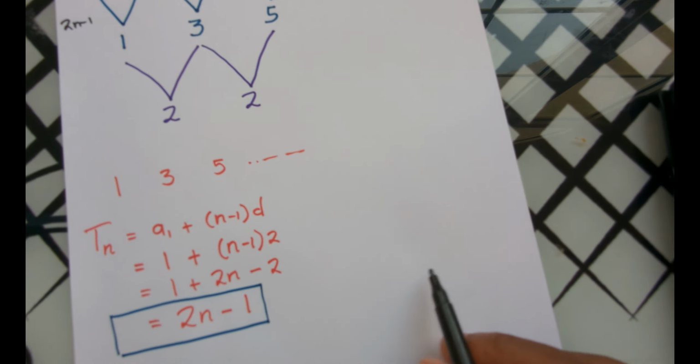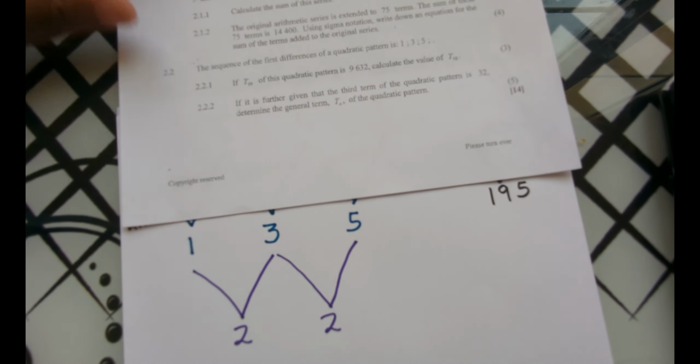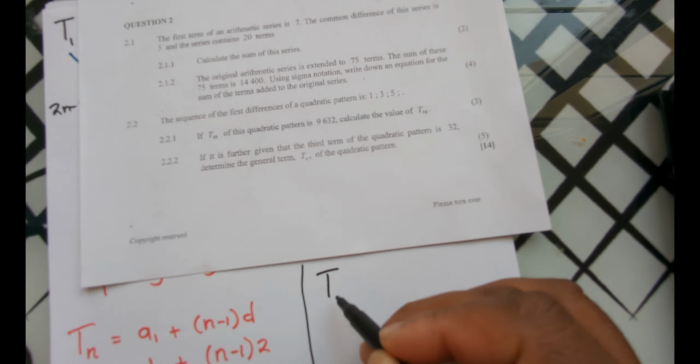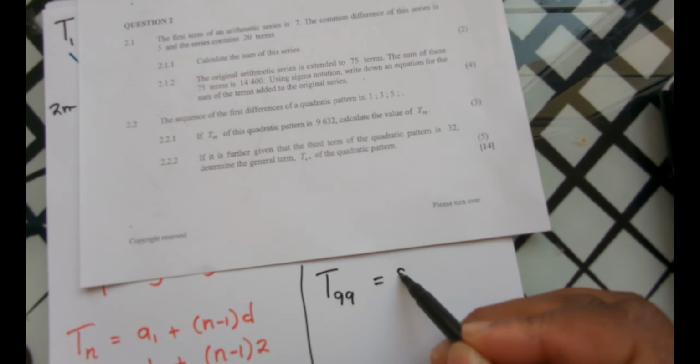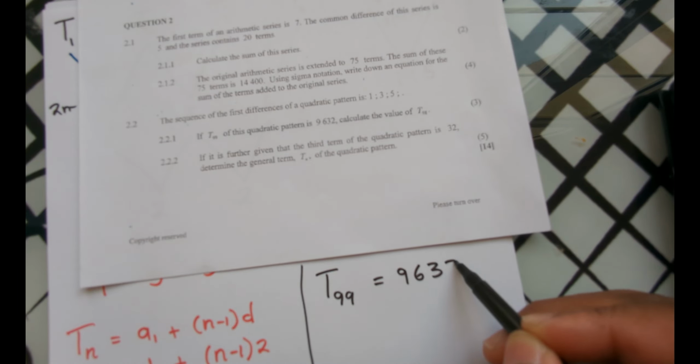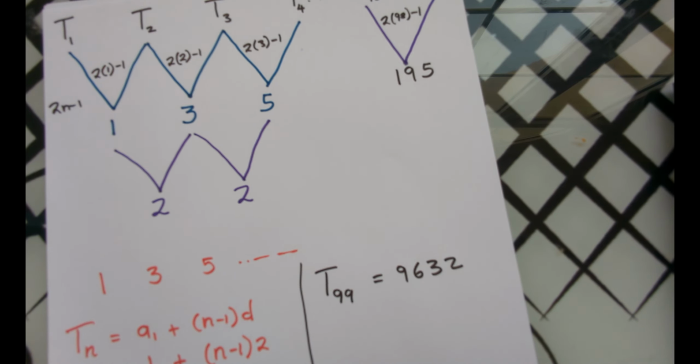Now what do we do with this 195? We go back to the question. The question says, if T99, so we are going to say T99, the 99th term of this quadratic pattern, is 9,632, find the value of T98, the 98th term.